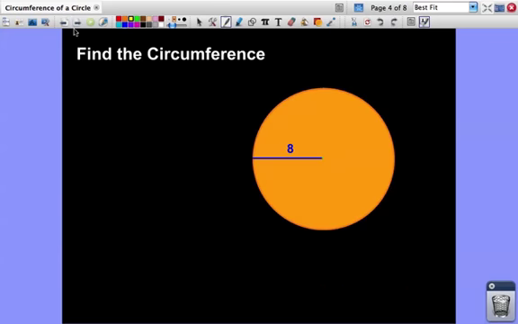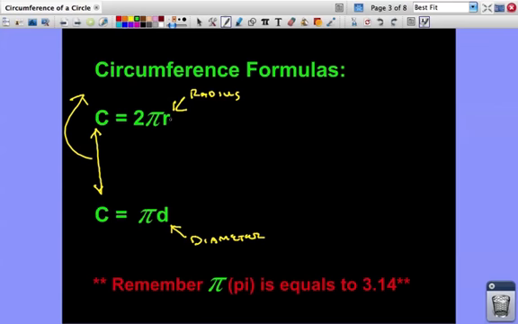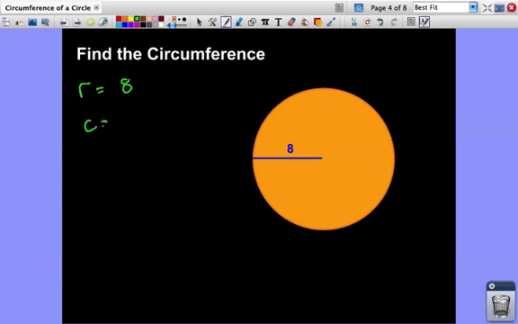So here's a problem. If I want to find the circumference of this circle, I am given a line segment that goes from one end of the circle to the middle and it stops. So if it goes just from the middle and it stops at the end of the circle and it doesn't go all the way through, then that's my radius. So I'm told that my r equals 8. And if I go back to my formulas, if I use r, then I have 2 pi r. That's my circumference formula. So circumference equals 2 times pi times my radius.